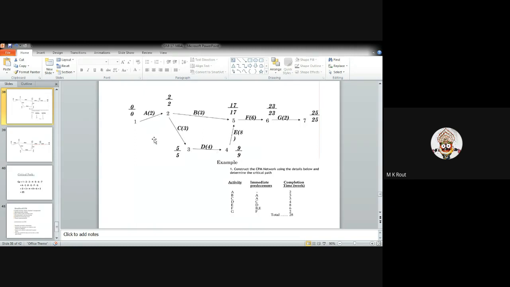So this one is known as your critical path. In case of critical path, especially with reference to the forward pass, you have to choose the maximum. To get the maximum, you have to go through the longest path. Now is it clear? Yes, sir, clear, sir. Okay, try to solve another example.